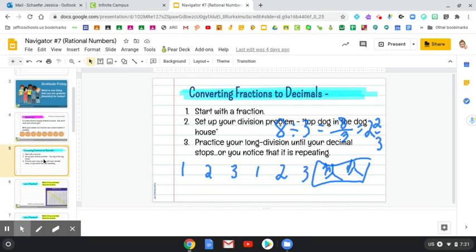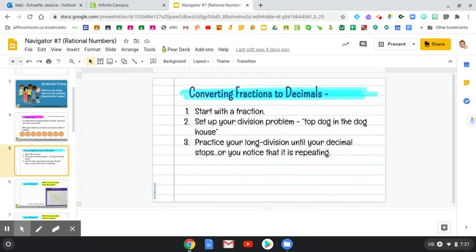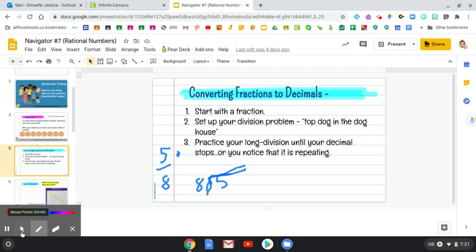So what you're working on today is you are starting with a fraction. You're going to set up the division problem that goes with it. You'll hear me say a lot of times top dog in the doghouse. A lot of people set up their division problems backwards. So for example, if I had 5/8, the top dog, the one on top, goes in the doghouse, in the division box, right? The 8 goes on the outside. A lot of people miss that and they always put the larger number inside. So making sure that you're setting up your divisions correctly is one of the best ways to make sure that you're getting them correct.